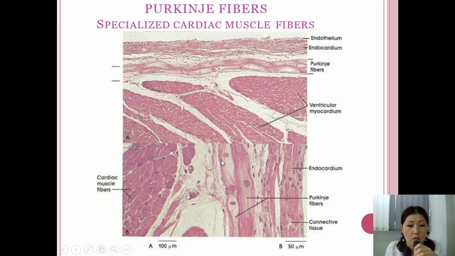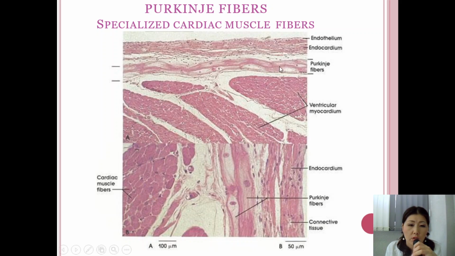Here we can see a histological structure also of heart wall and the Purkinje fibers we can see here. Here are Purkinje fibers. This is endothelium of endocardium. This is endocardium layer, endothelium is the innermost layer. As you remember, endothelium is simple squamous epithelium. Ventricular myocardium, this is also endocardium. Purkinje fibers, connective tissue, and cardiac muscle fiber.